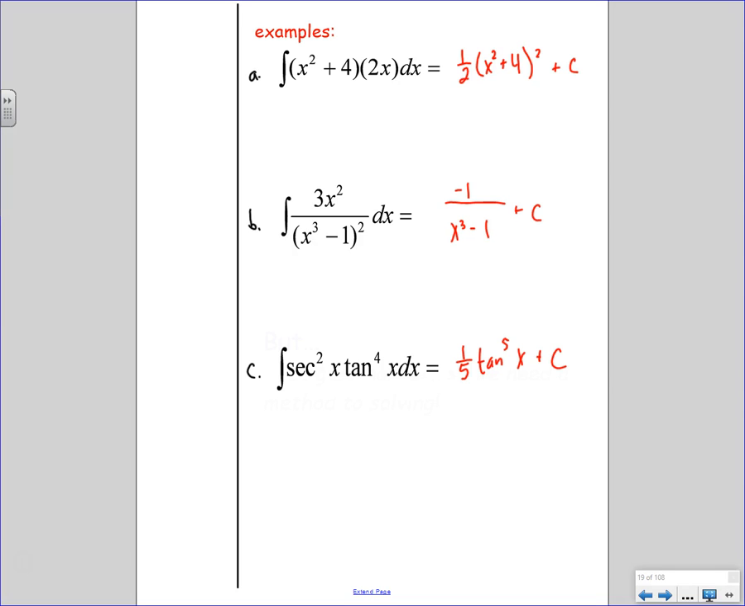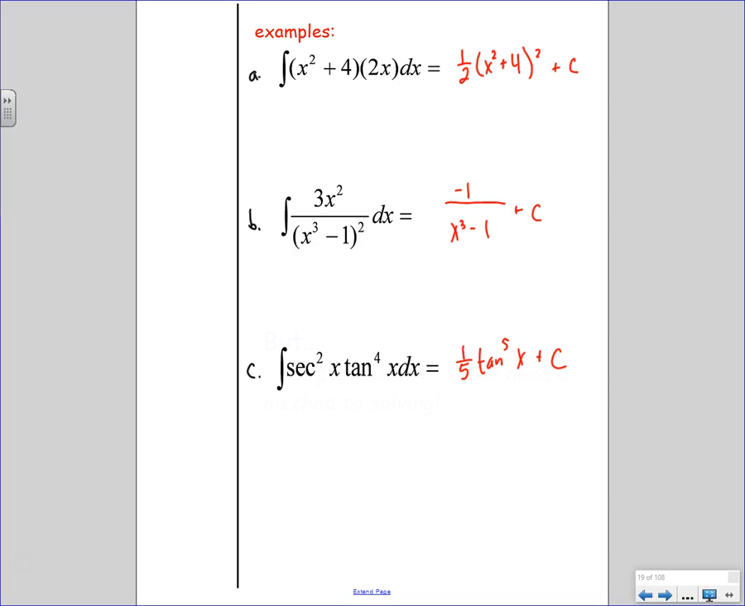In letter A, if you chose x squared plus 4 as your u, what would be your u prime, or your du? Du is 2x, and it would cancel when you solve for dx. Letter B, if you set u equal to x cubed minus 1, not the square, du is 3x squared, which would cancel when I solve for dx. Now C, du is secant squared of x dx, which will cancel. So at the end of the day, do you guys agree?